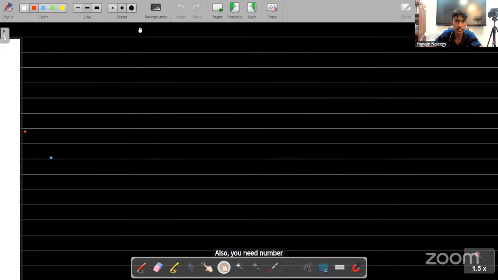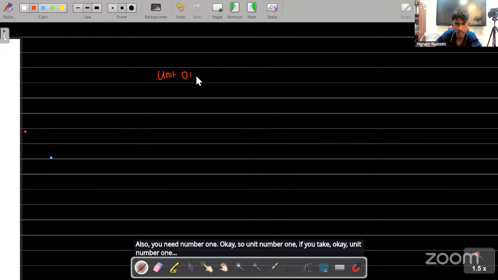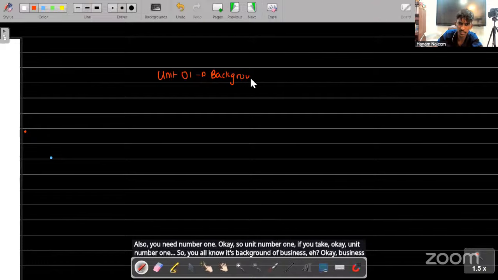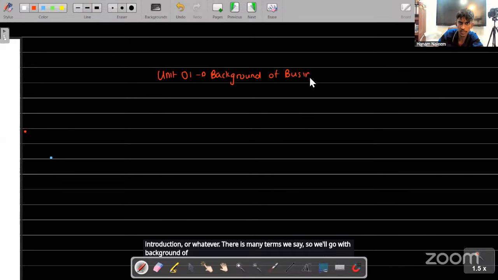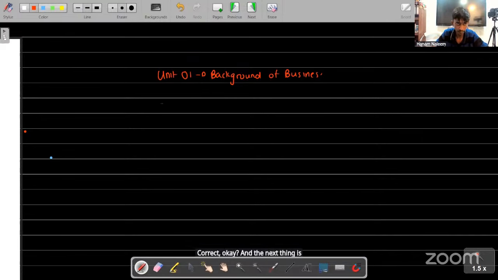Okay, so unit number 1, you all know it's background of business, no? Business introduction or whatever, there are many terms we use. So we'll go with background of business. That's unit number 1, the basic, one of the easiest chapters. The foundation of the business. Correct. And the next thing is this chapter's weightage.